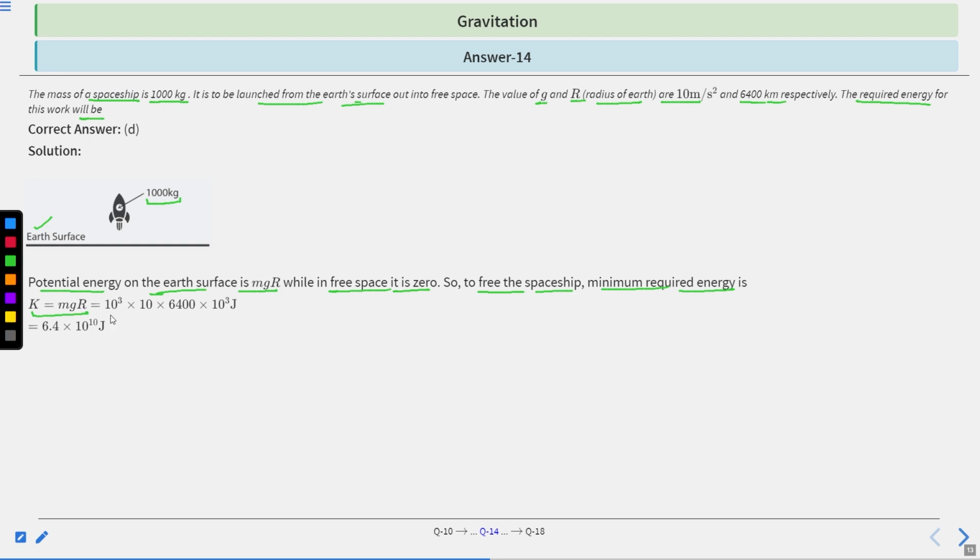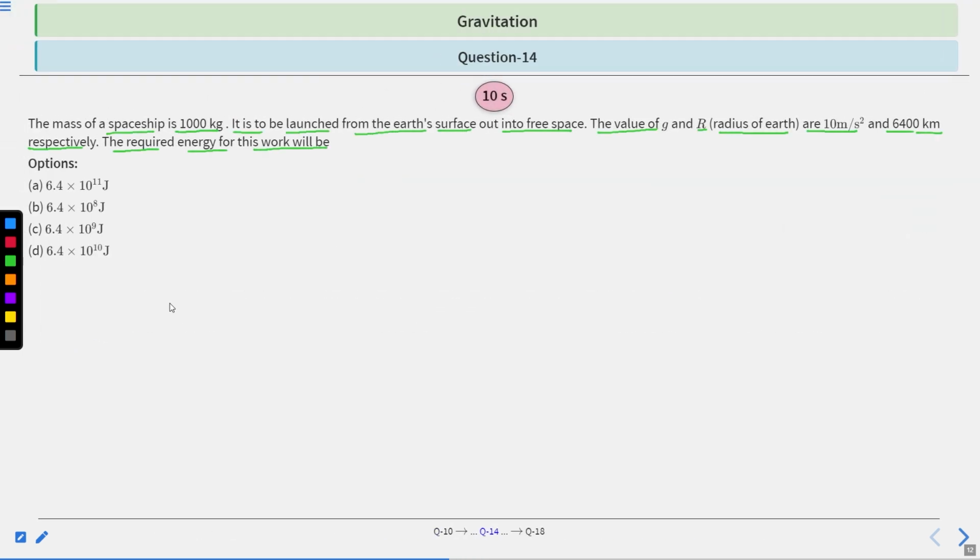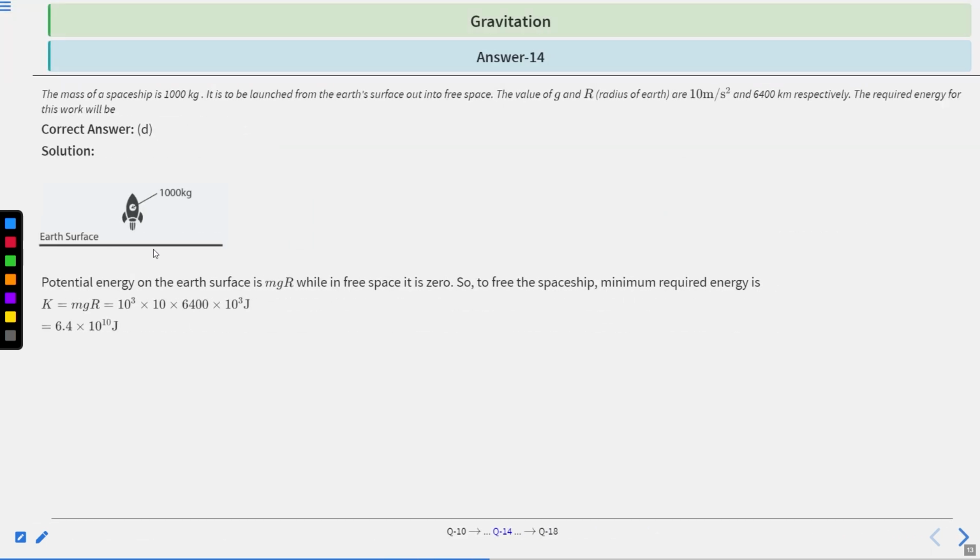So putting all the values, m is 1000 kg, g is 10 meter per second square, and r is the radius, which is 6400 kilometer. Clear? Convert this 6400 kilometer into meter, then you will get the answer 6.4 into 10 raised to the power 10 joule. Clear? So this is the correct answer. D is the correct answer. Clear? This is the energy required for work. Clear? Next question, question 15.